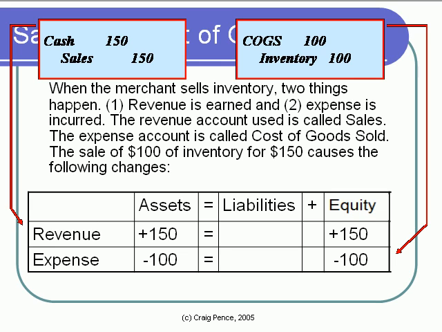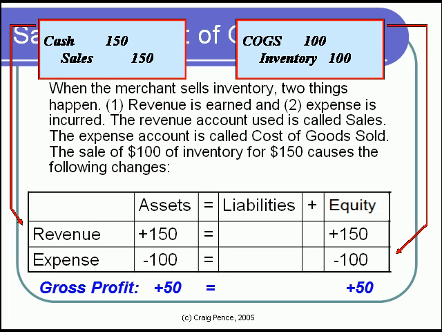If our merchant sells inventory items that cost $100 for $150, then the merchant has made $50 on the sale. This difference between the revenue from the sale and the cost of the goods sold is called gross profit. In this example, the merchant would have made $50 in gross profit from this sale.